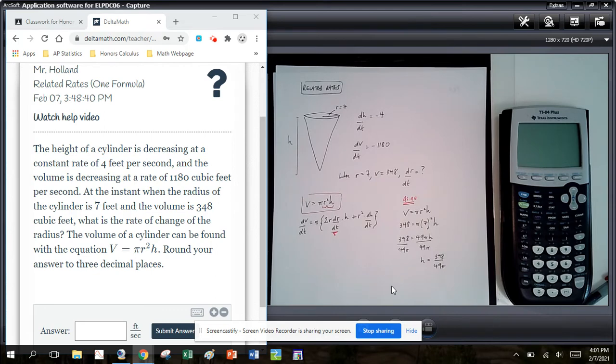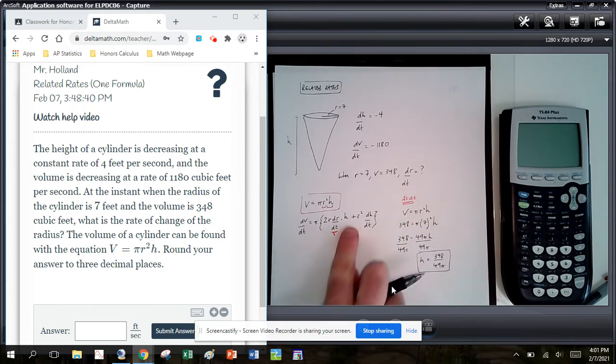Now, you might be tempted to write this as a decimal, and I wouldn't blame you for that. However, you need to try and be as precise as you can. The only time that you should ever be rounding is when you get to your final answer. So I'm going to leave this in its fractional form. All right, let's go ahead and plug everything in.